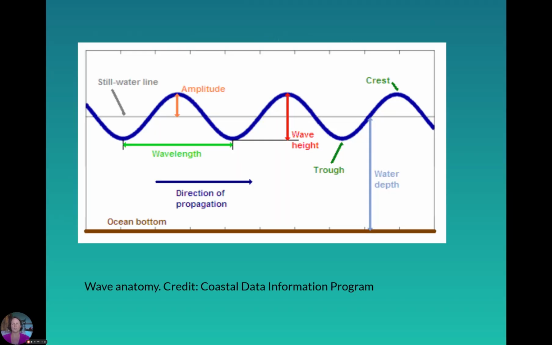So here are all those things and a couple others. The still water line is just the base of the water. The crest here at the top, trough at the bottom. Water depth is going to be the bottom to the still water line. Wave height is from crest to trough. Amplitude is essentially half of the wave height, and that's essentially from the still water line to the top of the crest.